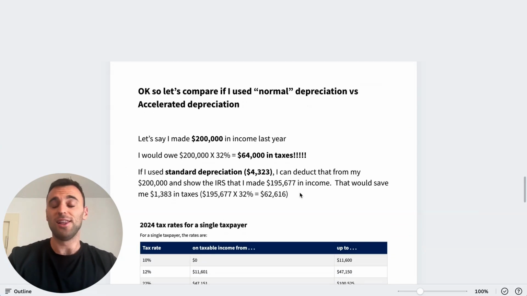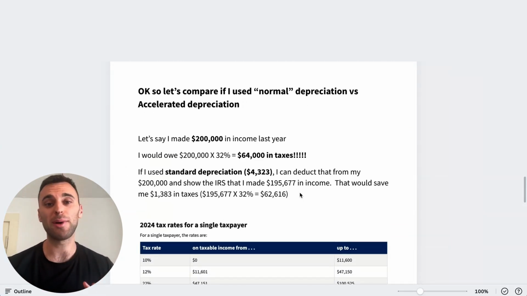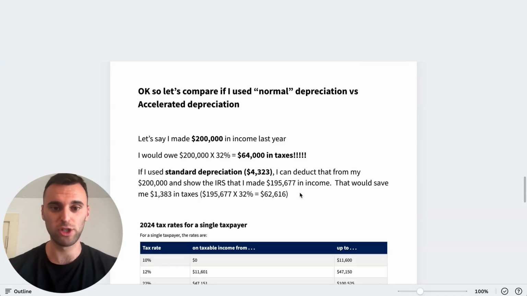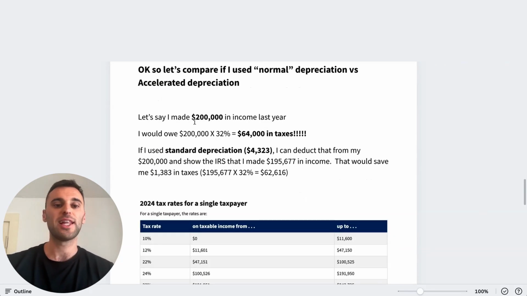So a lot of information. If it's the first time you're hearing about cost segregation, you might need to watch that back really slow just to understand it. But now I want to really drive the point home and show you what a real scenario would look like. So let's just say I made $200,000 in income last year.